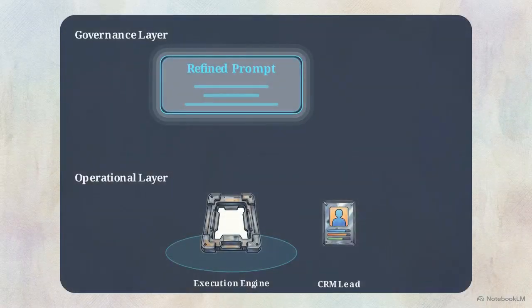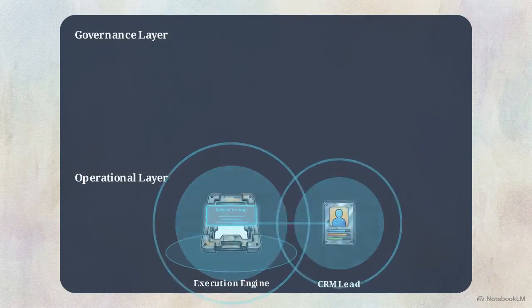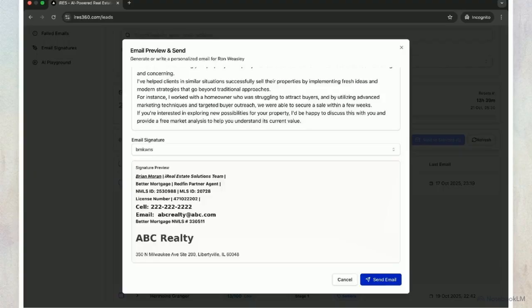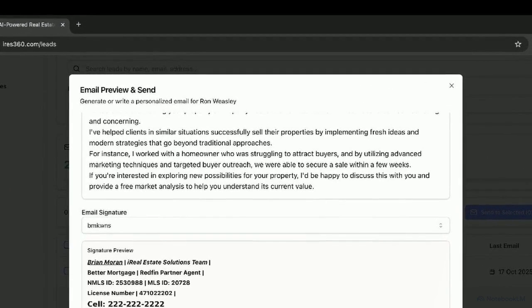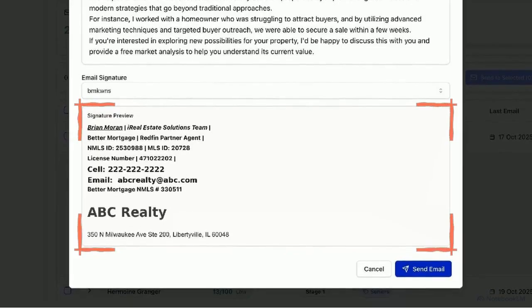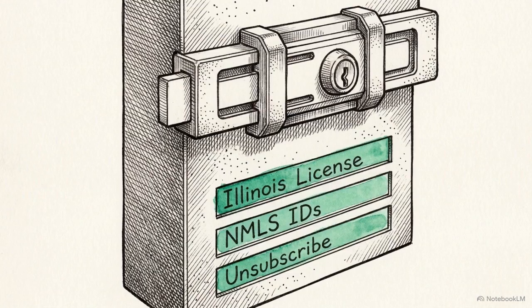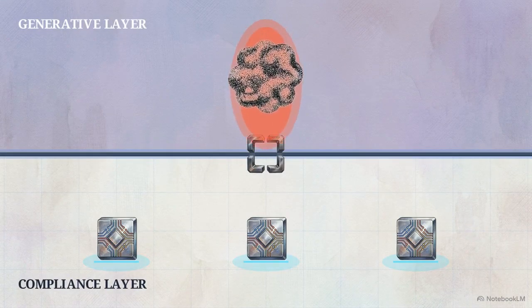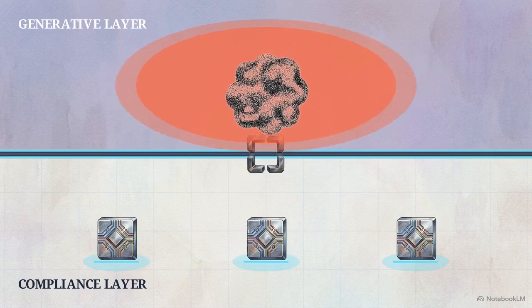In the output phase, the refined prompt is finally applied to a real CRM lead. The preview interface reveals where AI-generated personalization meets hard-coded compliance requirements. The watsonx model is only permitted to generate and personalize the specific body copy in this top paragraph. Below that is a rigid signature block that the AI cannot access or edit. This section permanently embeds the Illinois license number, NMLS IDs, the brokerage address, and a working unsubscribe link. Architecturally segregating these blocks ensures the AI cannot hallucinate away mandatory compliance features.